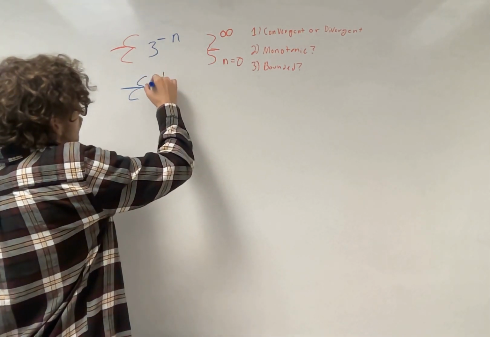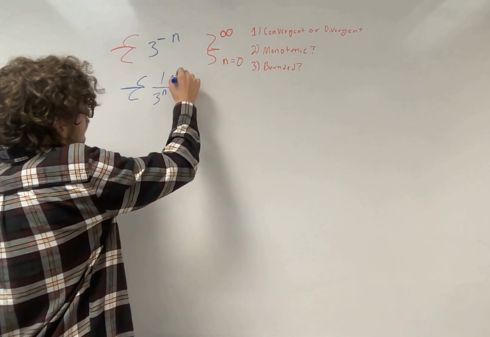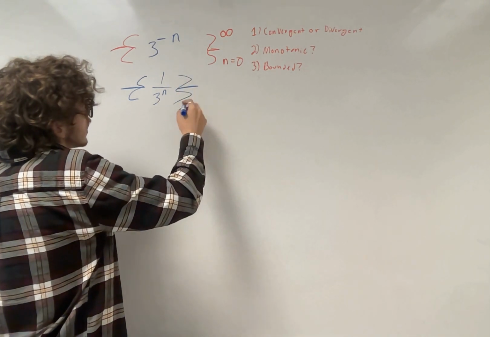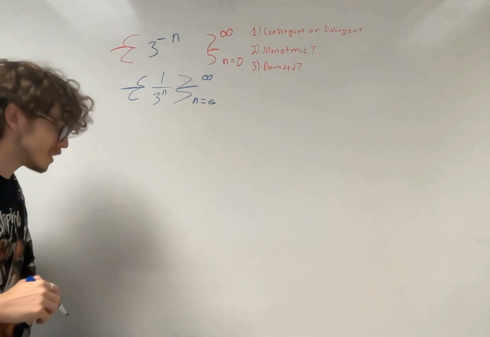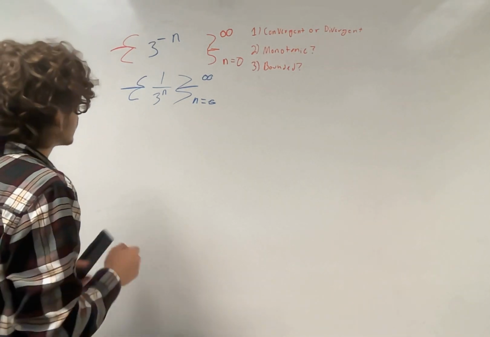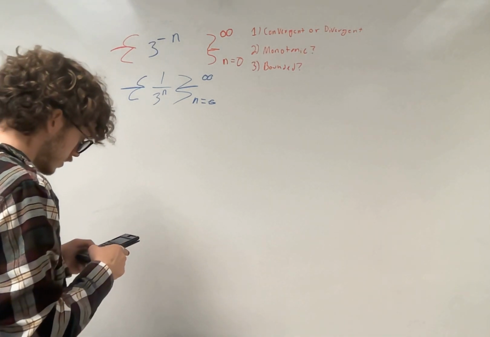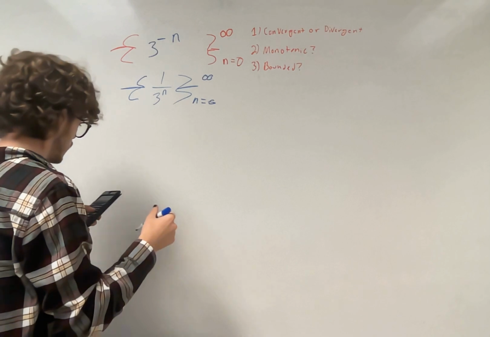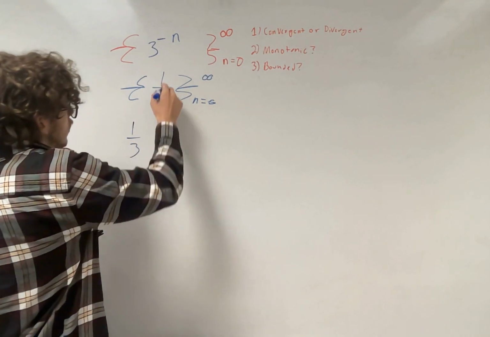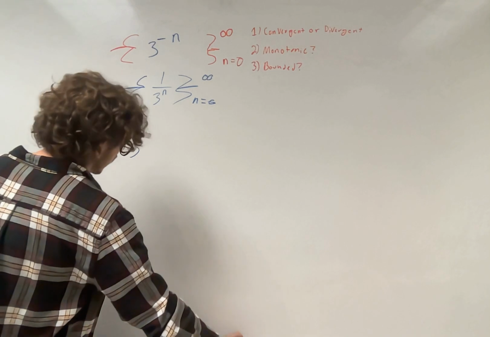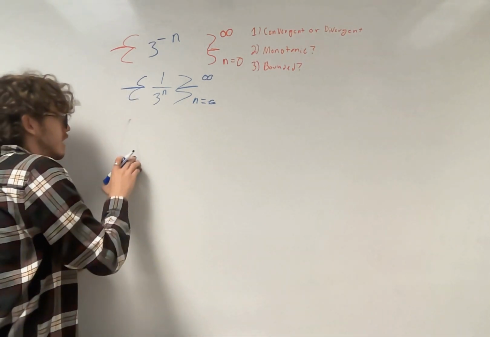This is actually like 1 over 3 to the n. That's how you could write that, from n equals 0 to infinity, and you get the same thing. I'll even prove it. I'll plug in 1. So 3 to the negative 1 is 1/3, and 1 over 3 to the 1 is 1/3 here. So hopefully that makes sense, that's equivalent.